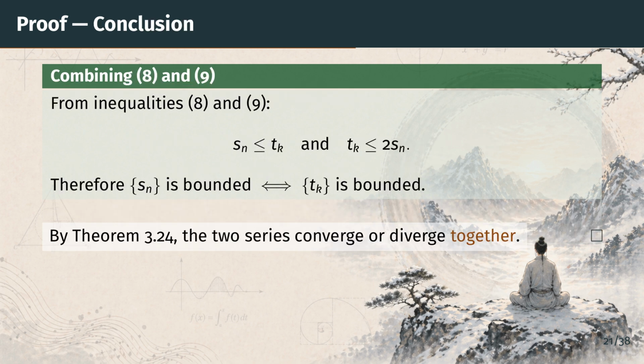Combine the two inequalities. Either both sequences S sub n and T sub k are bounded, or both are unbounded. There is no third option, because each one bounds the other within a fixed multiplicative constant. By theorem 3.24, boundedness is the same as convergence for these monotone partial sums. So the original series and the condensed series converge or diverge together. That completes the proof.